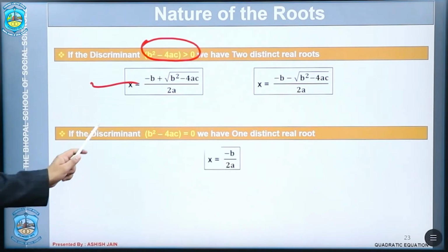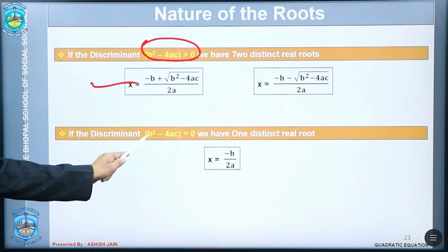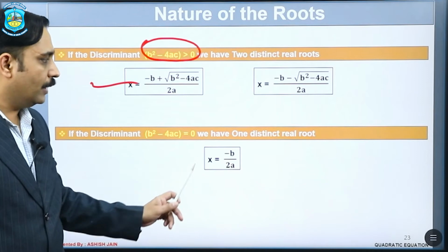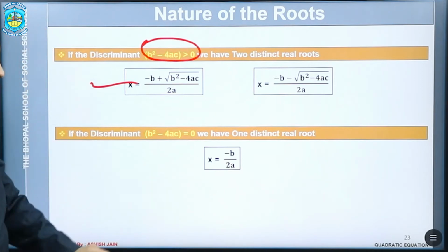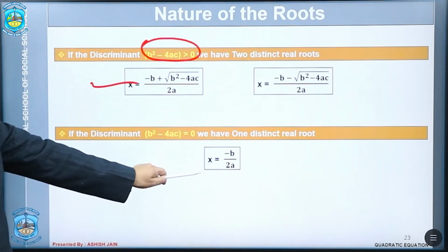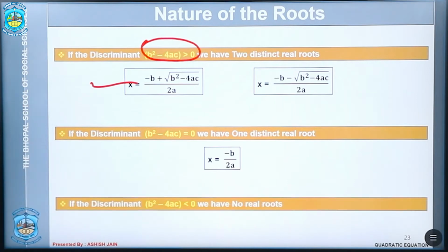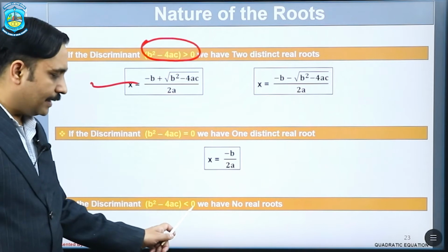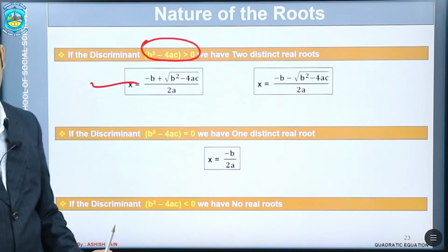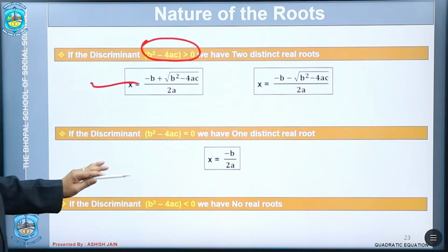Second case is, if the value of the discriminant, that is b square minus 4ac, is equal to 0, then we only have one distinct root, and that root is x is equal to minus b upon 2a. The third case is, if we have the discriminant b square minus 4ac less than 0, then we have no real roots, right? So these three cases are there on the basis of nature of the roots.